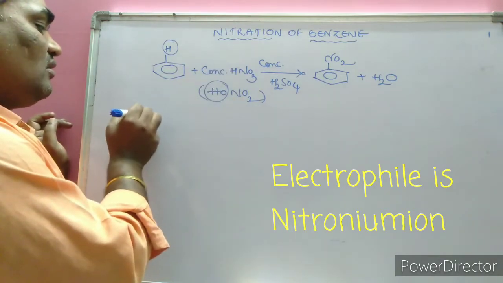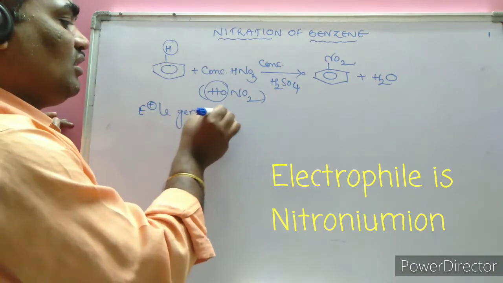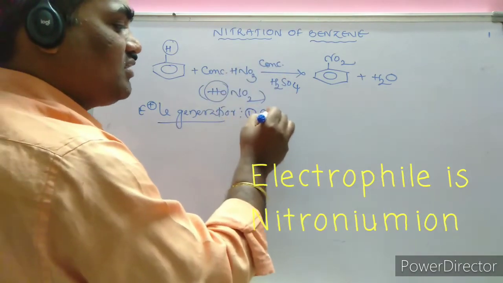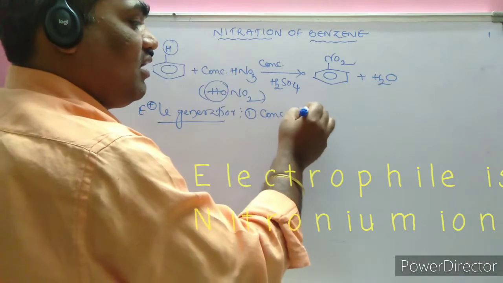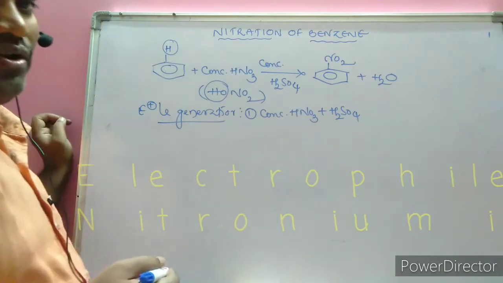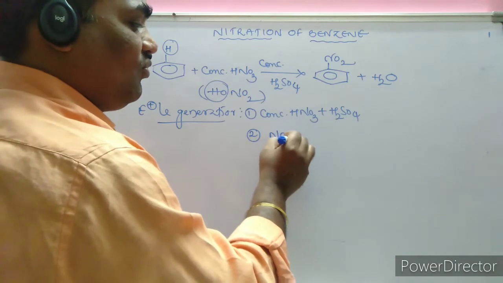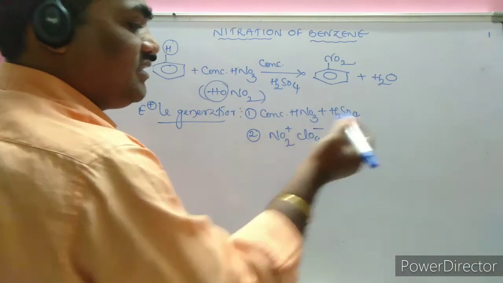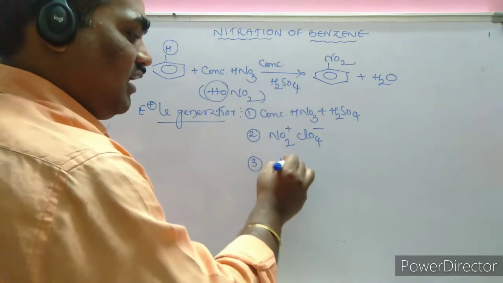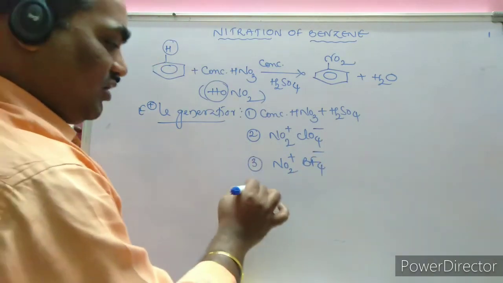And what are the electrophile generators? In the presence of concentrated HNO3 and H2SO4, which is one better option: concentrated HNO3 plus concentrated solution of H2SO4 in a 1:1 ratio and heated. The second one is NO2 plus ClO4 minus, which is also a nitronium ion generator, and the third one is NO2 plus BF4 minus, which is also a nitronium ion generator.